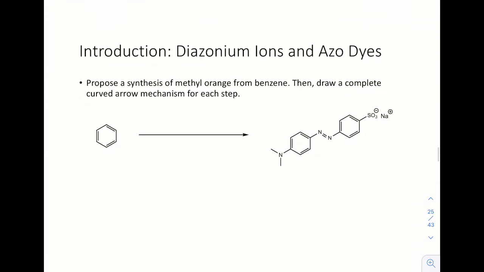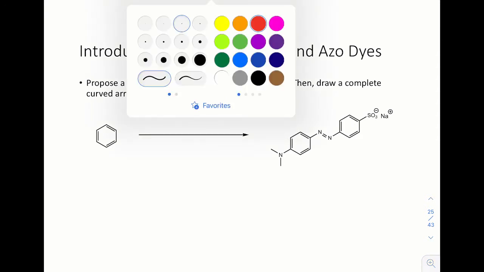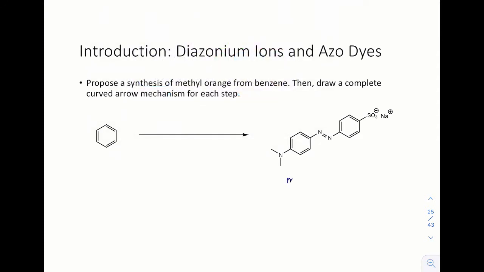Our goal for this final section is to propose a synthesis of methyl orange, which is an azo dye. This is the azo group, and this is orange, a very brightly colored, water-soluble dye.